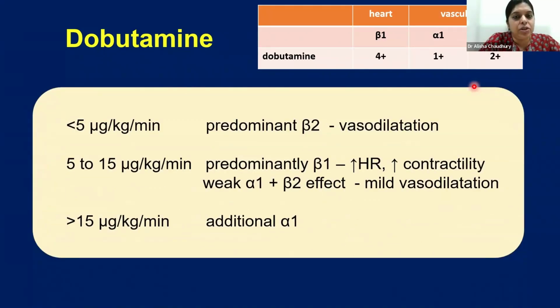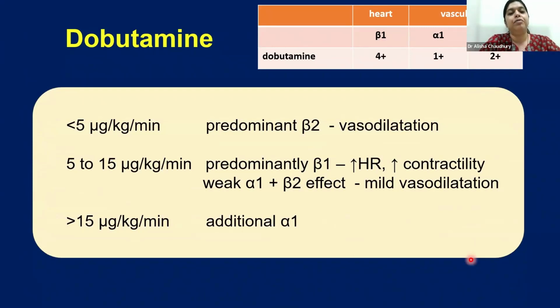So if you look at the doses, less than 5 mics per kg per minute, predominant beta-2. So it will cause vasodilation. That's why, whenever you're going to start dobutamine, sometimes you may have to start it with NORAD, because there can be a fall in blood pressures.